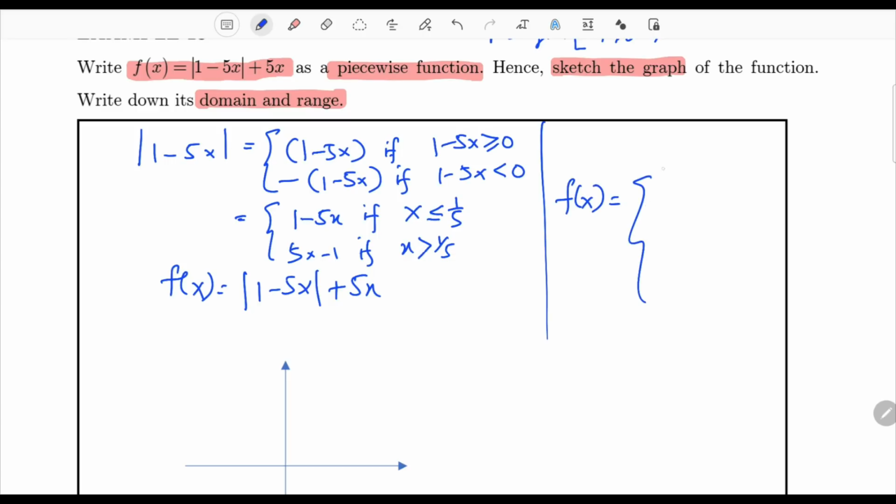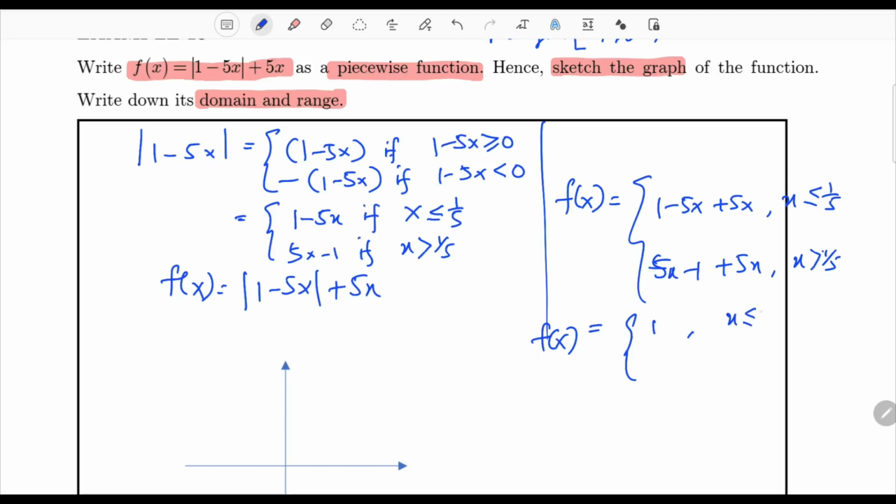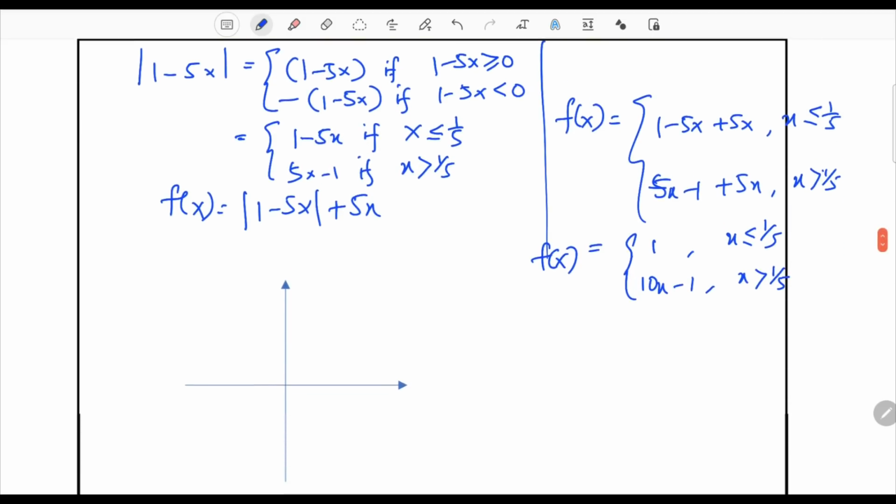So meaning 1 minus 5x plus 5x is when it is positive, that is when x is less than or equal to 1 over 5. The other case is negative, 5x minus 1 plus 5x, that is when x is greater than 1 over 5. So simplifying further, f(x) is 1 when x is less than or equal to 1 over 5, and 10x minus 1 when x is greater than 1 over 5. So now we have the piecewise function ready.